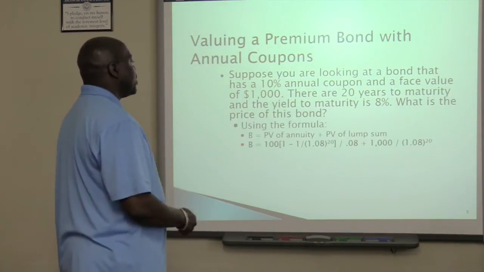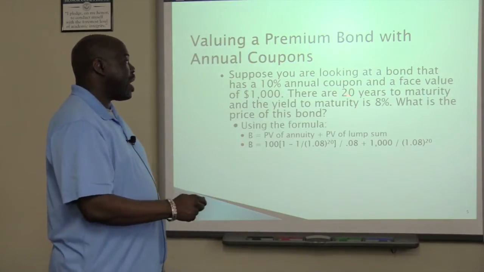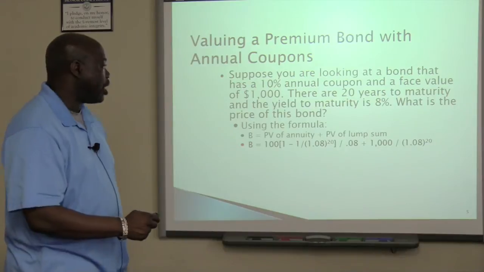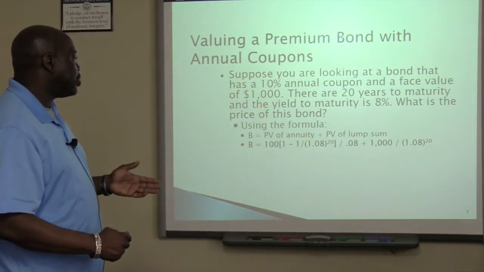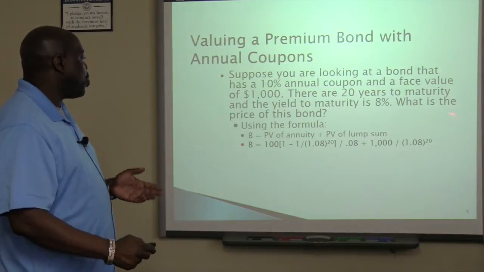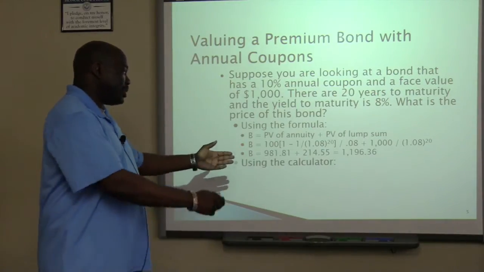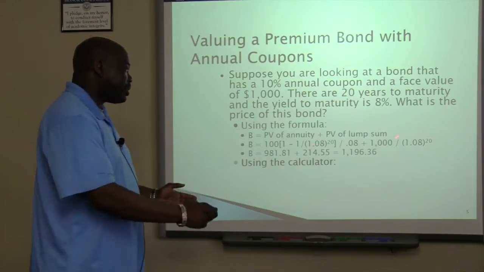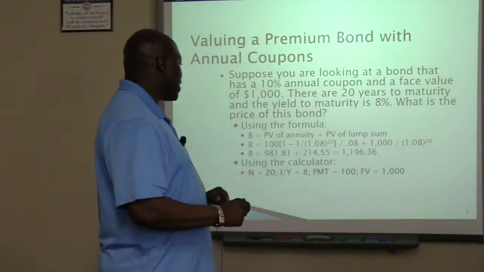Here's another problem. Suppose you are looking for a bond that has a 10% annual coupon and a face value of $1,000. There are 20 years to maturity and the yield to maturity is 8%. What is the price of the bond? Again, if you did it the long way, you would take the present value of an annuity plus the present value of a lump sum. But we're going to, again, use our financial calculator.